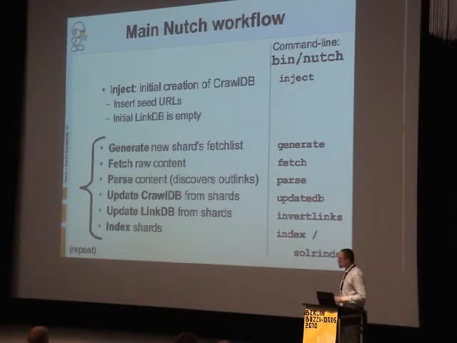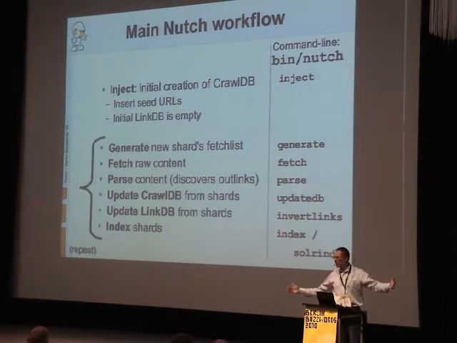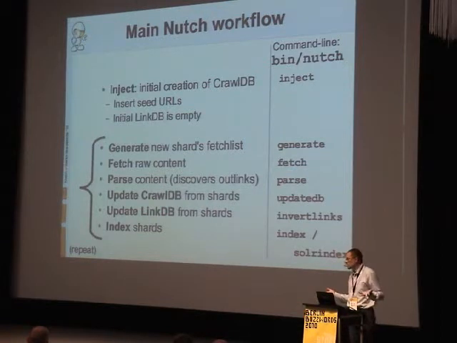So the main Nutch workflow goes like this. You inject, then you generate new shards fetch list, then you fetch raw content, parse content, update the crawldb from shards, update the linkdb from shards, index shards, and then you repeat the last couple of steps until you are satisfied that you collected enough documents. It's really simple, right?